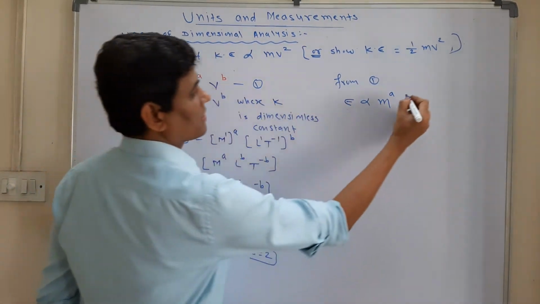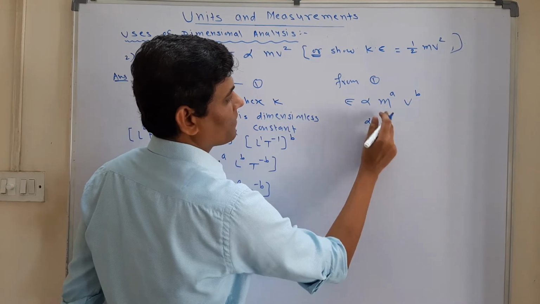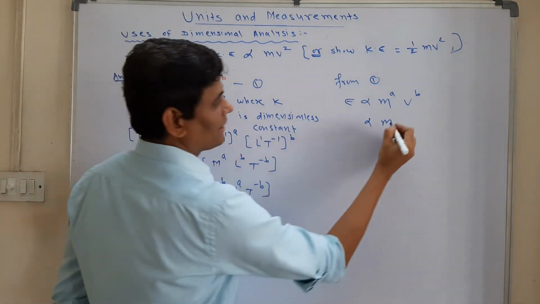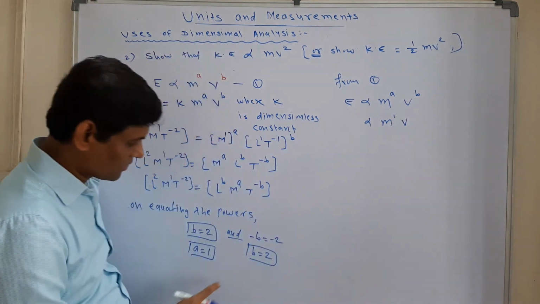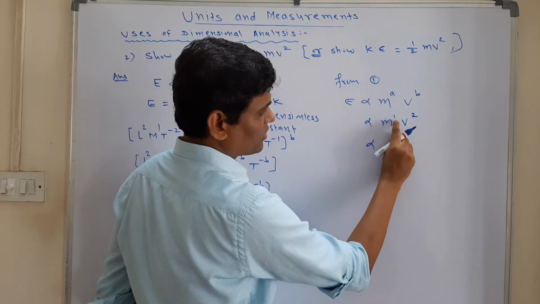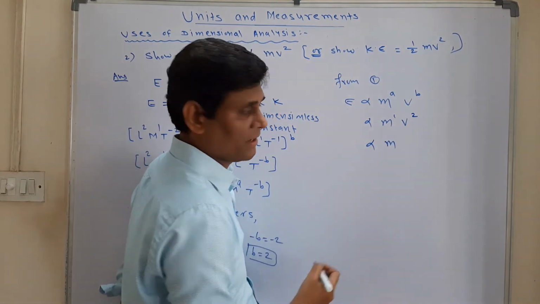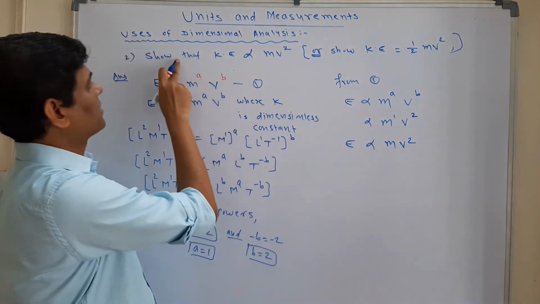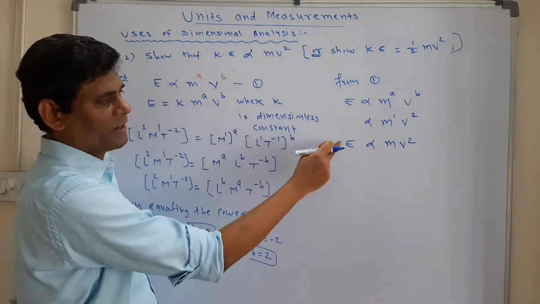B is, now we'll put the value A. A is how much we got? A is equal to 1. B is equal to how much we have? 2. So if I write M raised to 1, writing just M will also work. V square, that means kinetic energy is proportional to mv square.